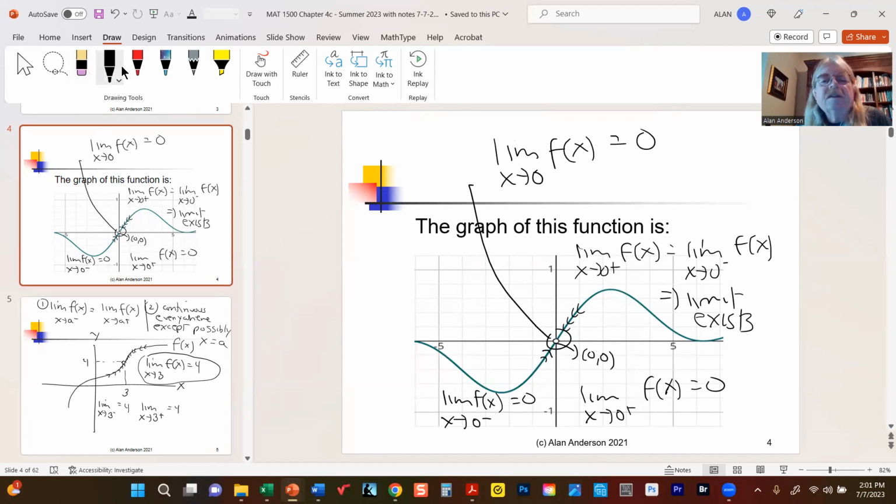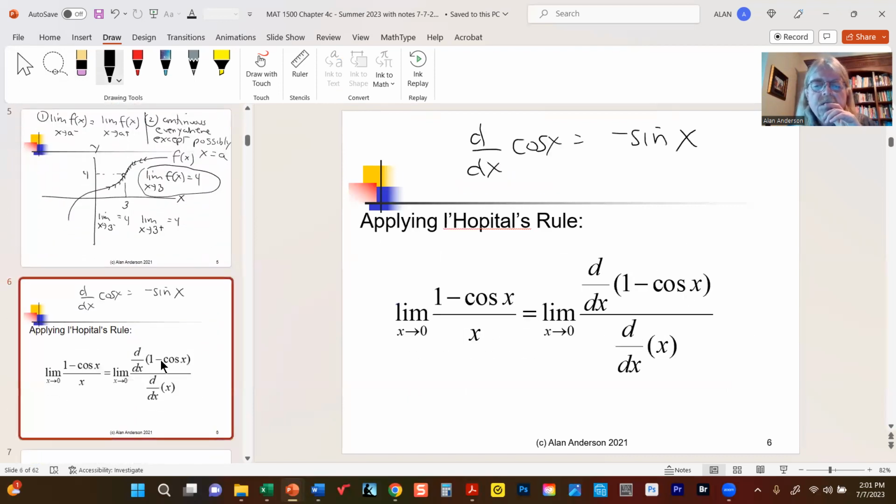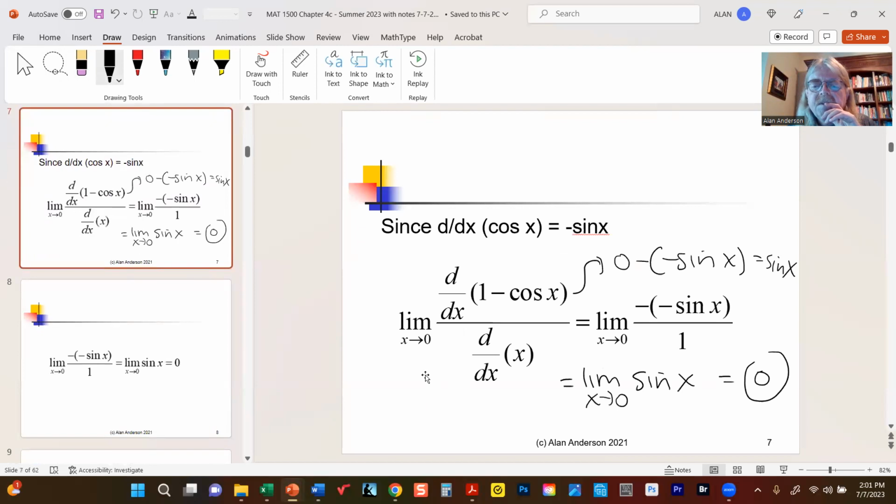But L'Hopital's rule makes that even more clear. In other words, we don't have to look at the graph. We don't have to think about continuity. Once we take the derivative of the numerator and the denominator, we'll see we end up with the sine of x. And of course, as you can find out from your calculator, the sine of 0 is just 0.